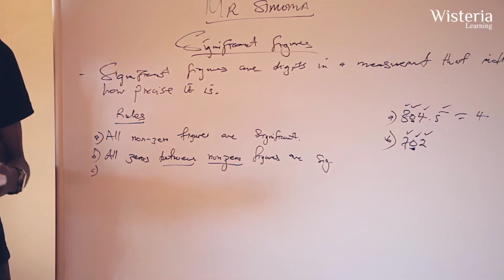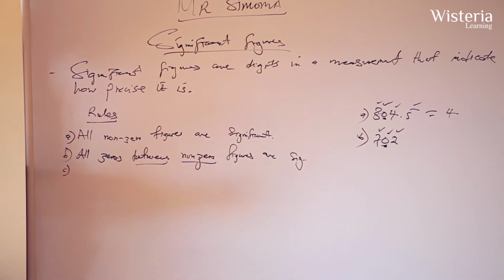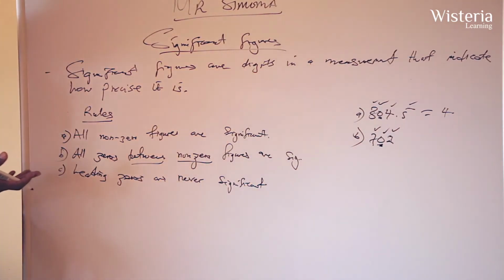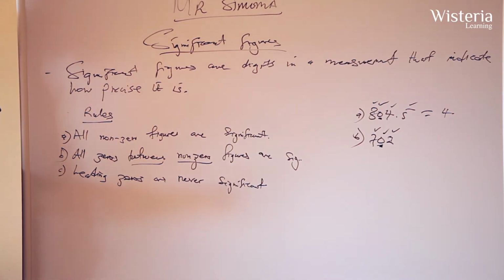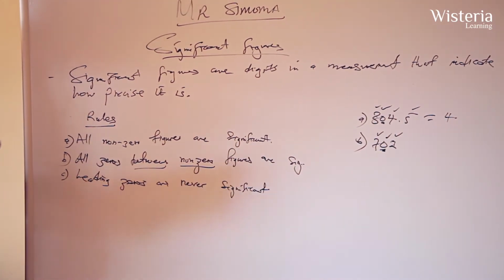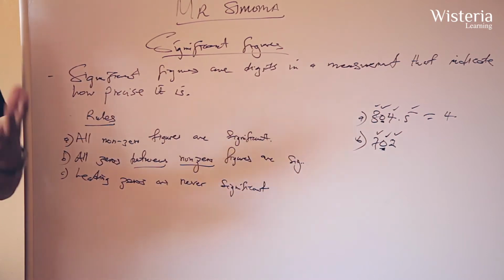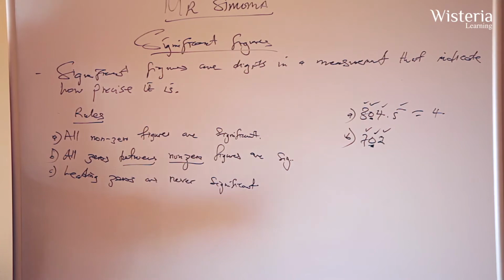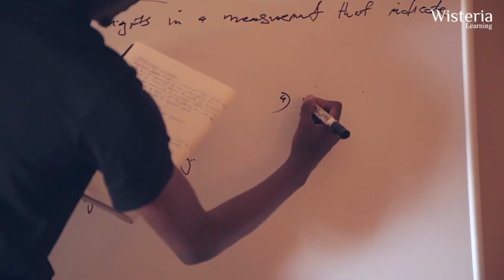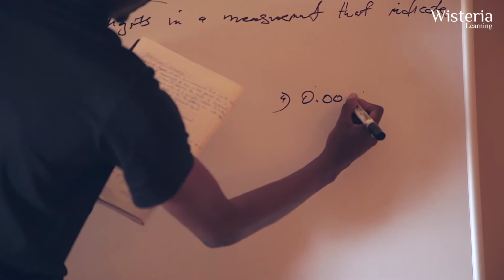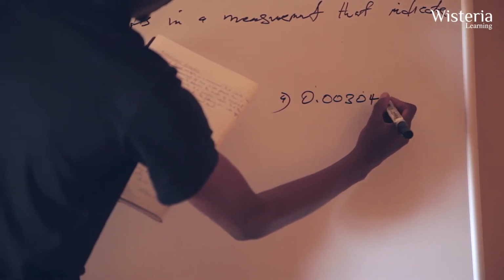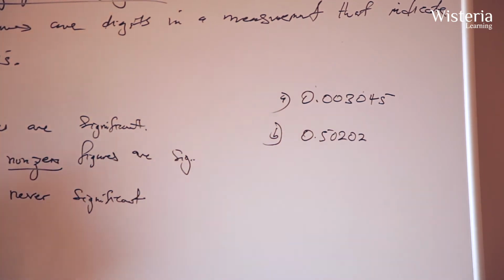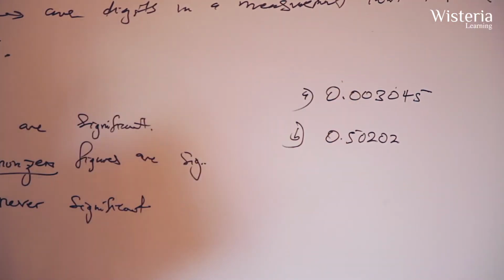Leading zeros are never significant. What does that mean? I'm going to write it down for you. Okay, leading zeros are never significant. Well, let's look at our example and see what we mean by saying leading zeros are not significant. Well, we have 0.003045. Okay, so now we have A and B as our examples.